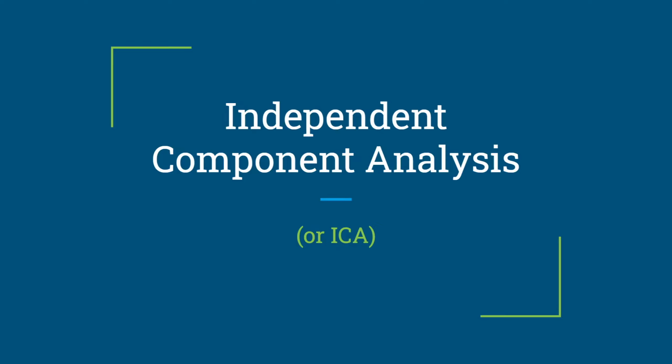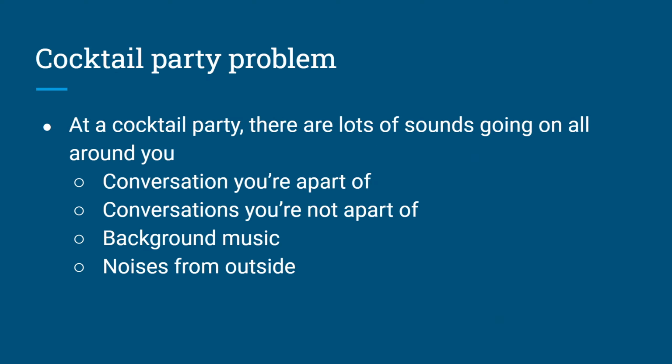ICA, or independent component analysis, is a technique for separating a signal that comes from multiple sources into its individual components. This can be used for many different things, but the classic example is the cocktail party problem. Imagine you're at a cocktail party and there's a ton of different sounds going on around you. There's the person who's talking to you, there's conversations off in the distance, there's some music playing in the background, and maybe you can hear some cars driving by outside.